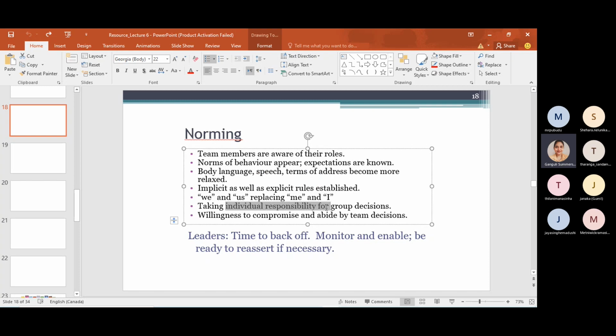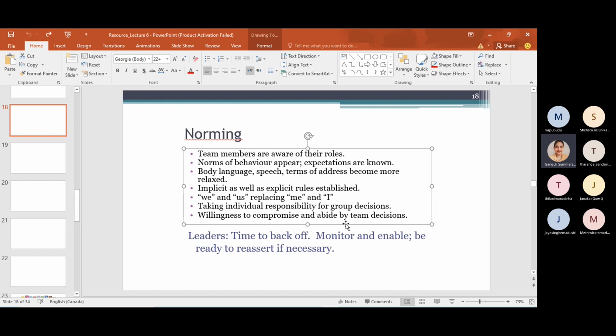All the team members will take individual responsibility for group decisions. So once you take a group decision, if that decision goes wrong, you should not put blame on certain people, because you took the decision as a group, right? So you can't put blame on individual people. Instead, you have to handle whatever the outcome is as a team. Even if it is not a good outcome, you need to handle it as a team.